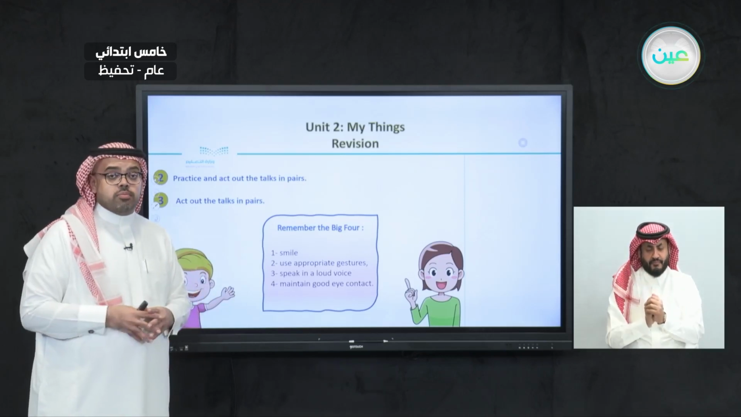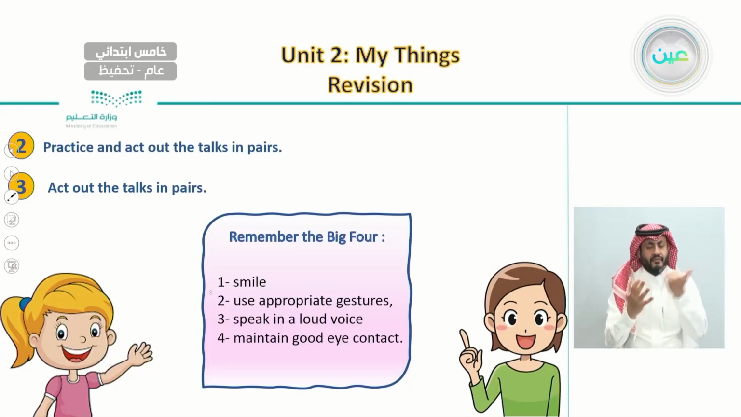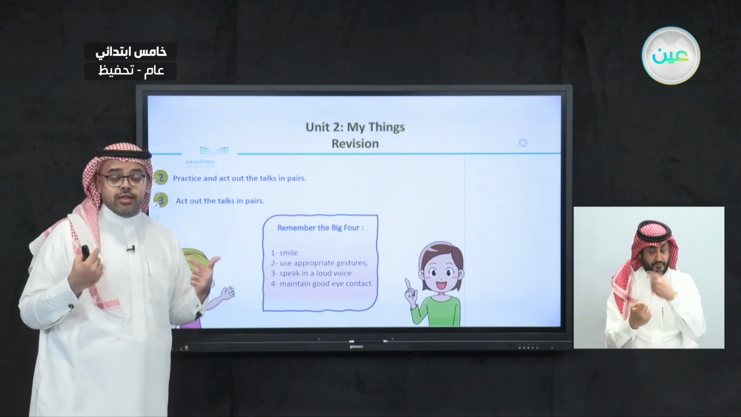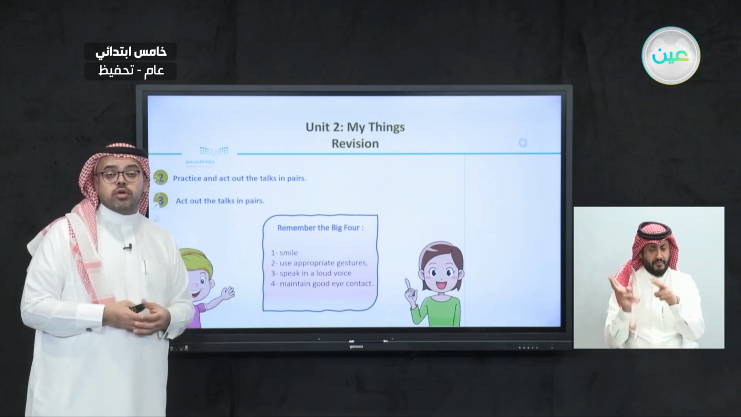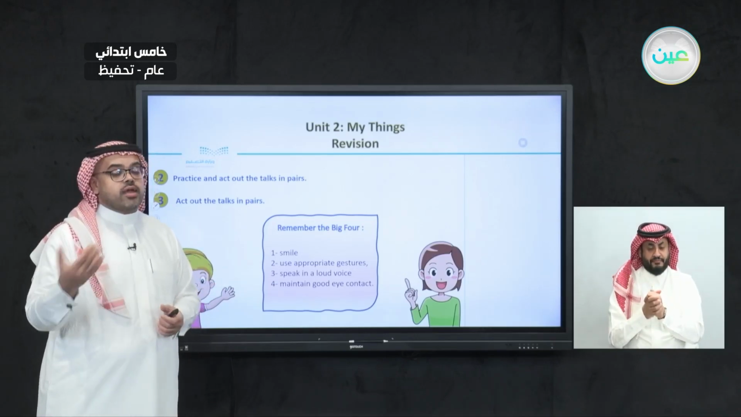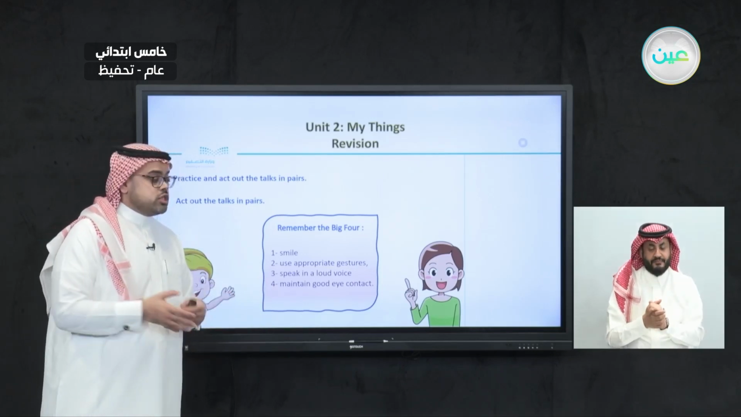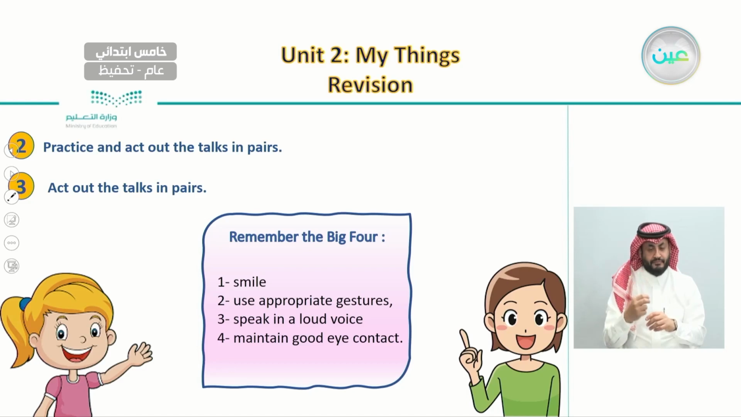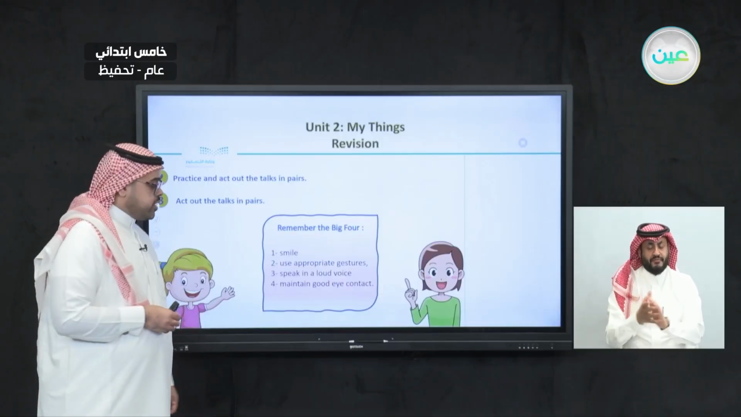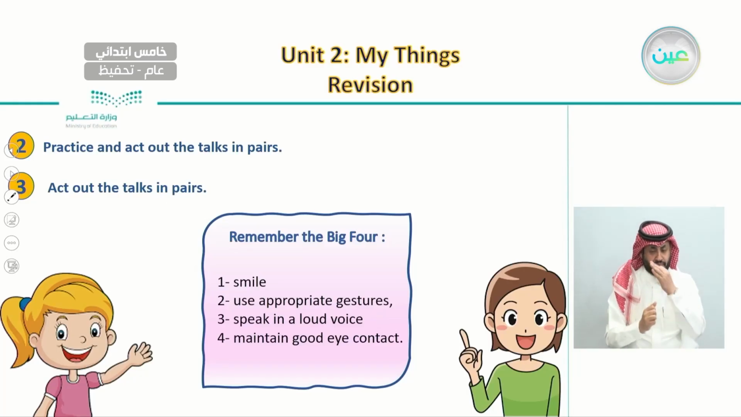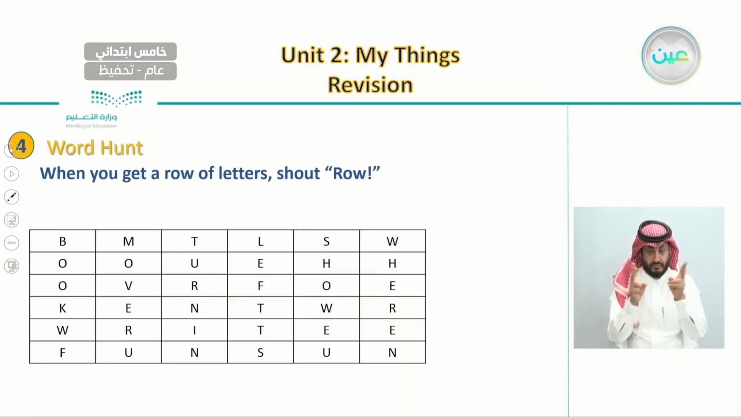What I mean by the big four is, first, to smile. You always put a smile when you ask this question, "Can I have some candy?" or "How many of them?" Also, to use appropriate gestures with your hand. The third thing is to speak in a loud voice so everybody can hear you, and also to make good eye contact with the person in front of you.